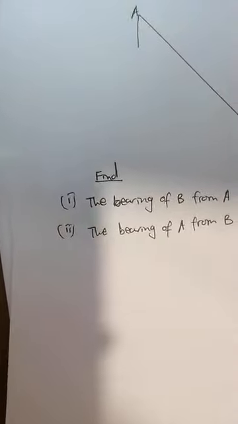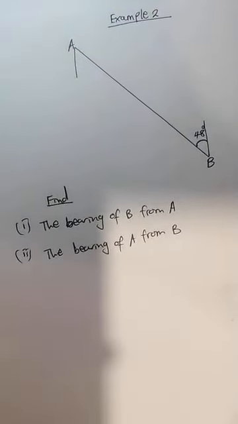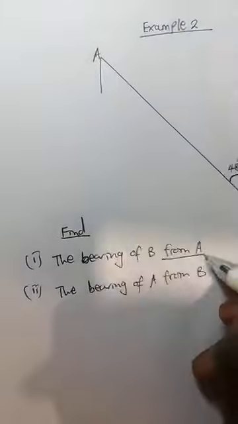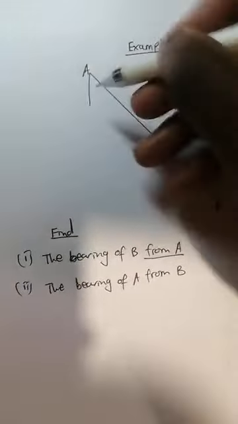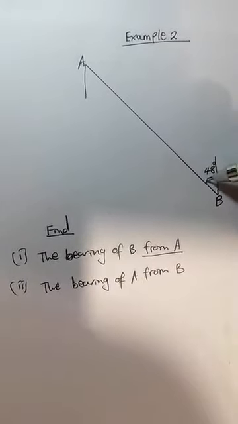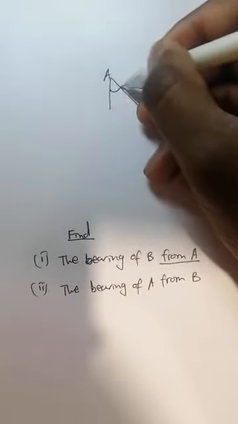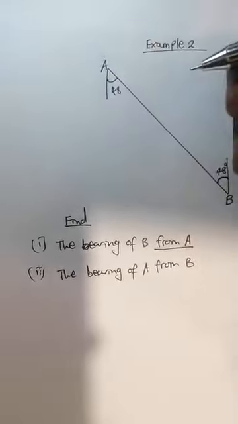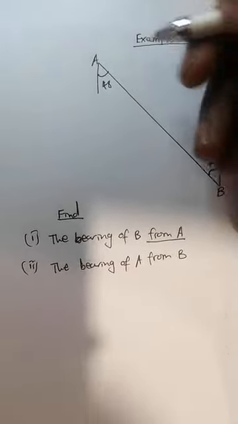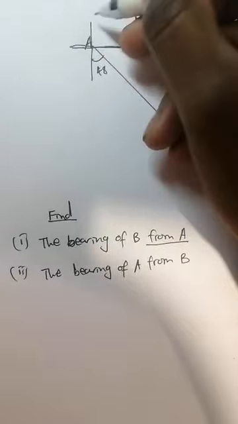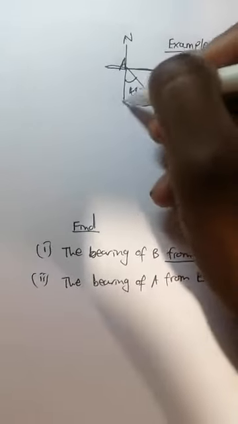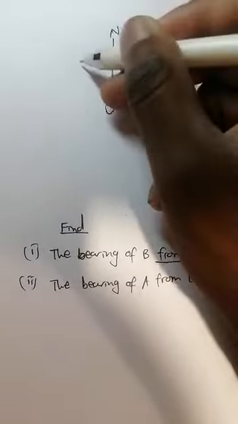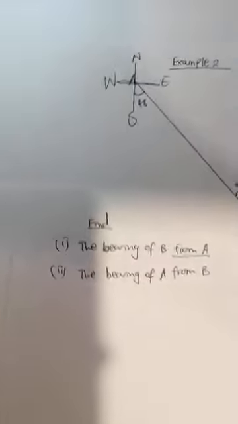Okay, the next example, here is the question. Find the bearing of B from A. Let's go to point A. But before that, we can see there's a Z angle. This angle is 48. This one is 48. So we want the bearing of B from A. From A, you draw your compass points: north, south, east and west.